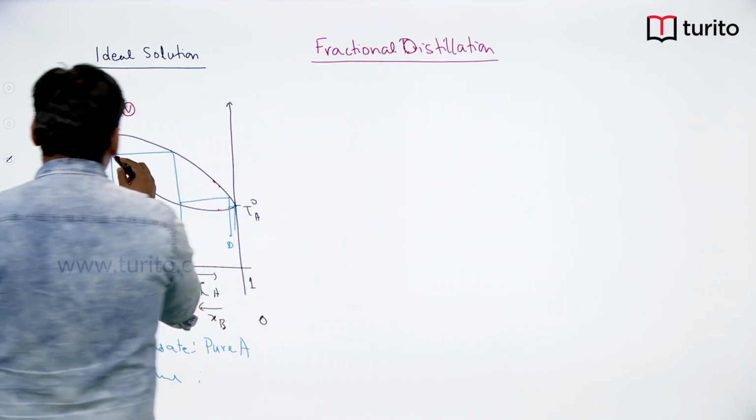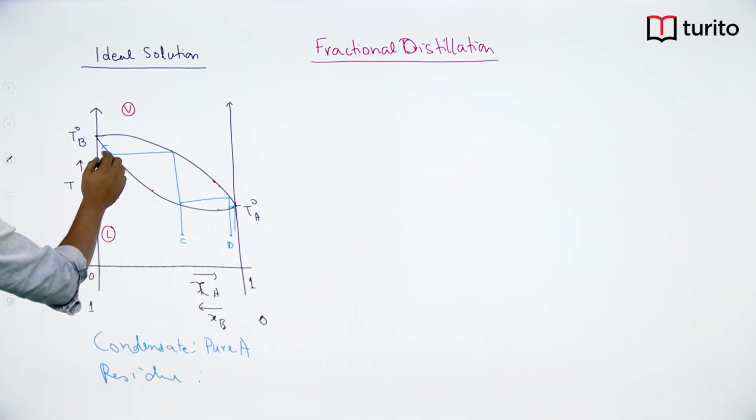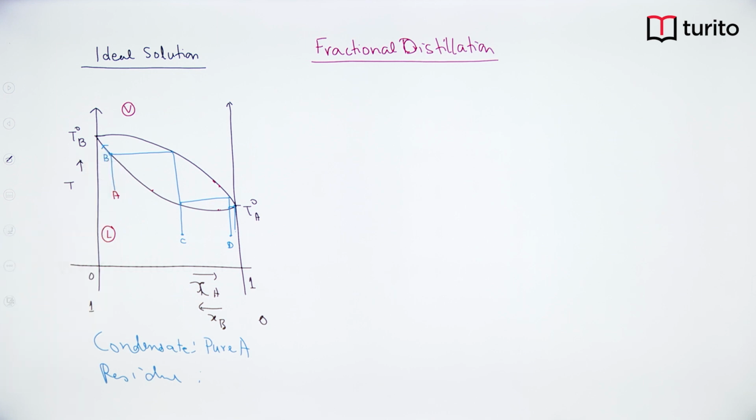So we'll say that the mole fraction of the other component left in the residue would increase. So the liquid will start moving towards this, until it approaches the pure B. Hope this is clear to you.